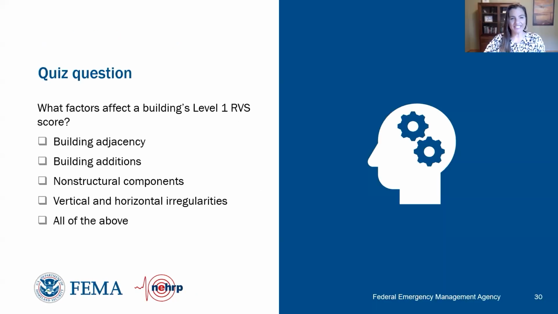All right, we've made it to the quiz question. The question is, what factors affect a building's level 1 RVS score? Building adjacency, building additions, non-structural components, vertical and horizontal irregularities, or all of the above? And please take a moment, pause your video, and think about what affects the building's score.